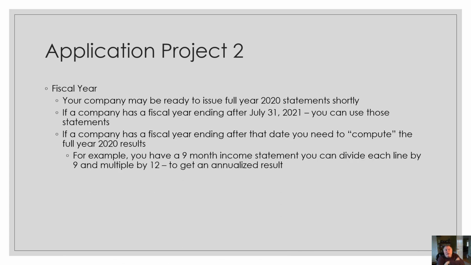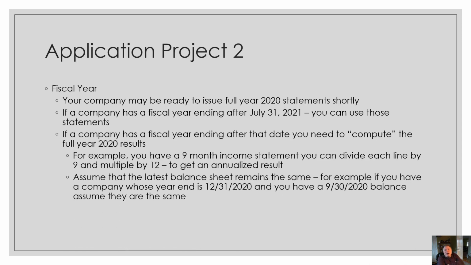We have a company who has a year end of 12/31, and they have produced financials, giving you information through the 10Q, which is the quarterly report, and in their financials, you need to compute a full year 20. So if you have a 9-month income statement, you can divide each line by 9 and multiply by 12 to get an annualized result. You could then use that. Okay?